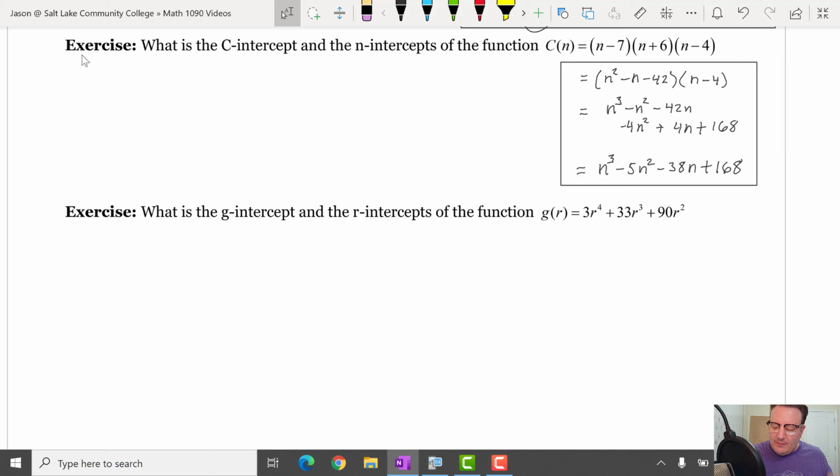To get that, in other words, to evaluate this function at 0 when it's in factored form, all I have to do is put in 0 for n, and what am I going to get? I'm going to get negative 7 times positive 6 times negative 4, which is going to be 42 times 4, which is 168.